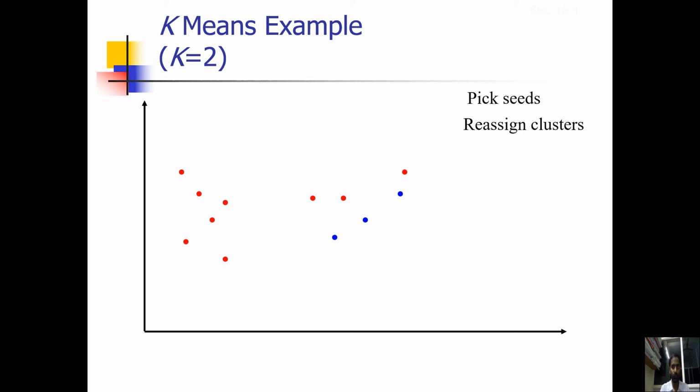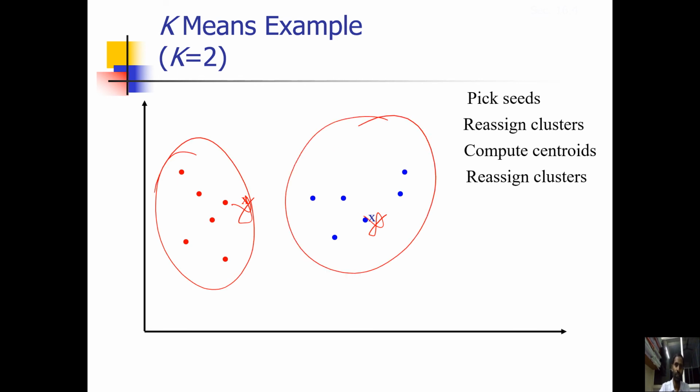Okay, just what you have to do is fix seeds. That means fix the centroids, 2 centroids. This is the one cluster, this is the another cluster. What you have to do is reassign clusters, compute centroids, and reassign clusters. So for example, in these points, this is the one seed or centroid, this is the another seed. Again we have to reassign clusters, which means from the seed we have to calculate the distance to this point and from the other center to this point.